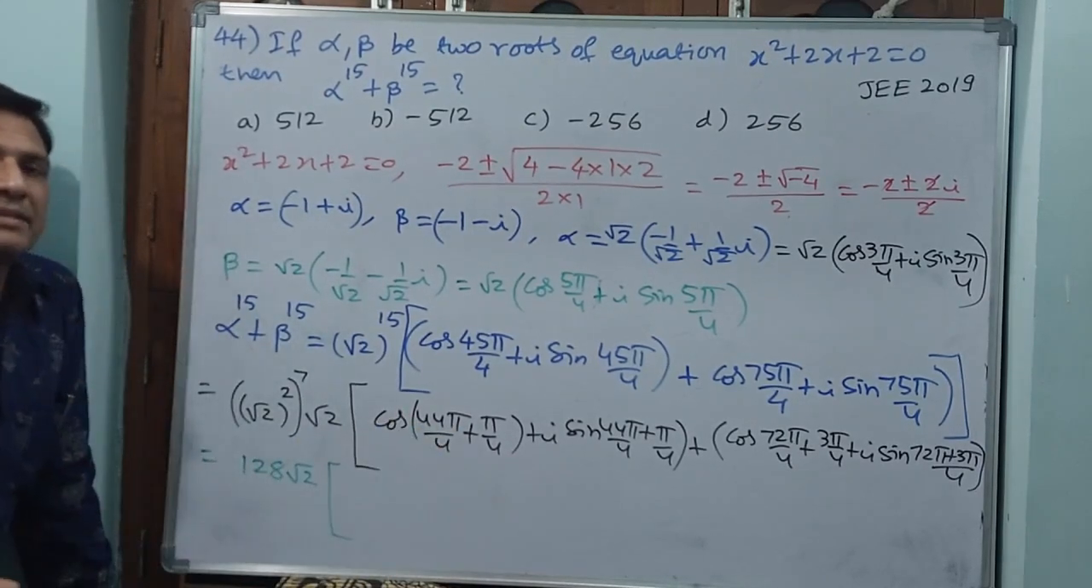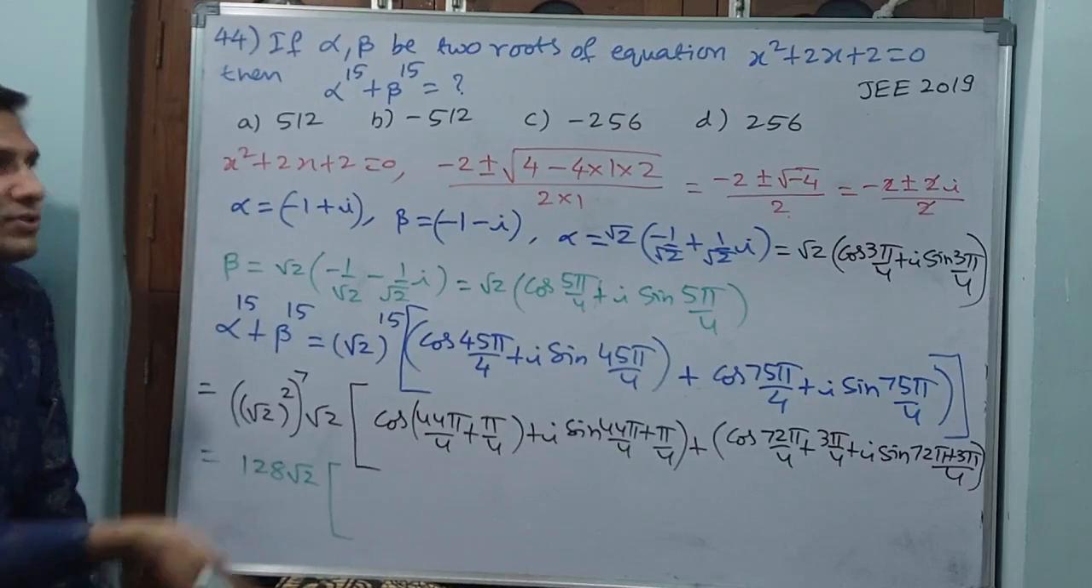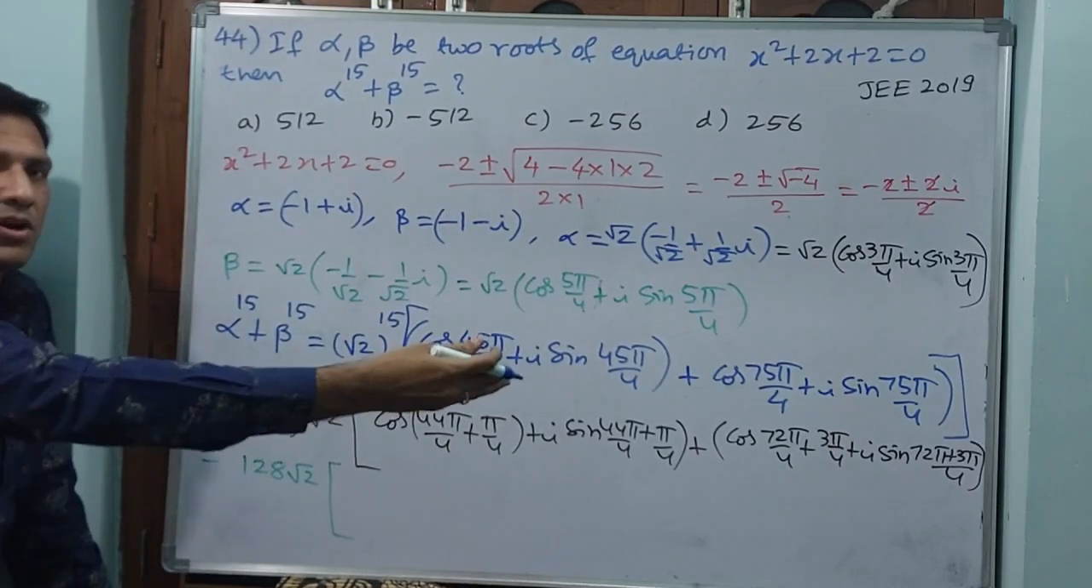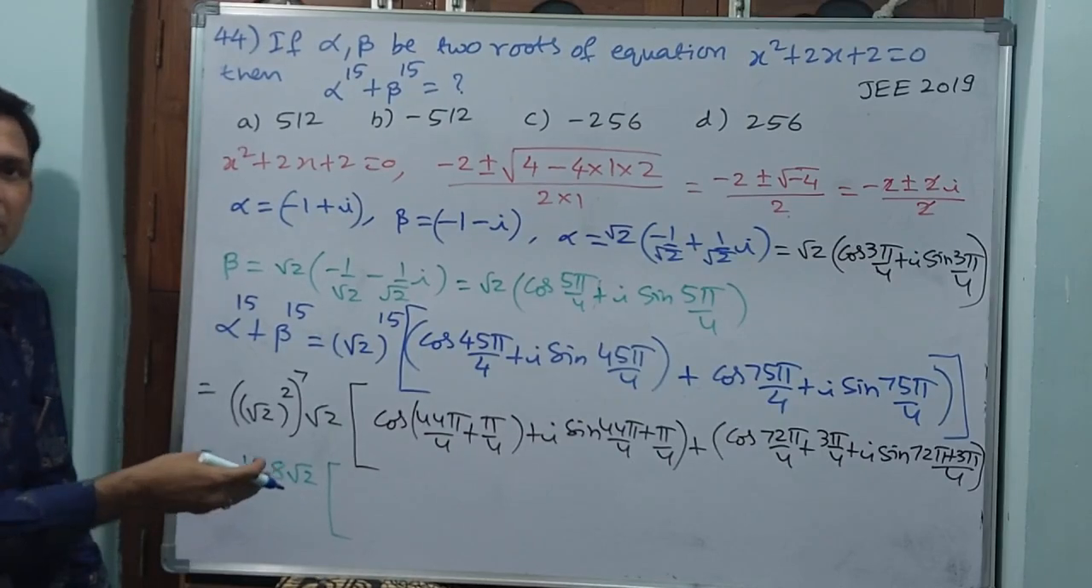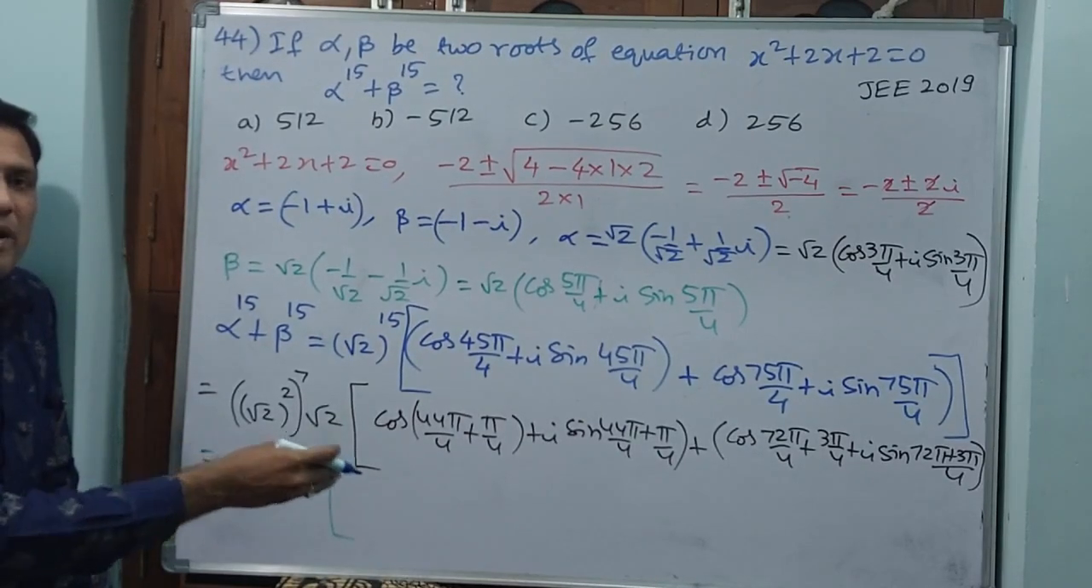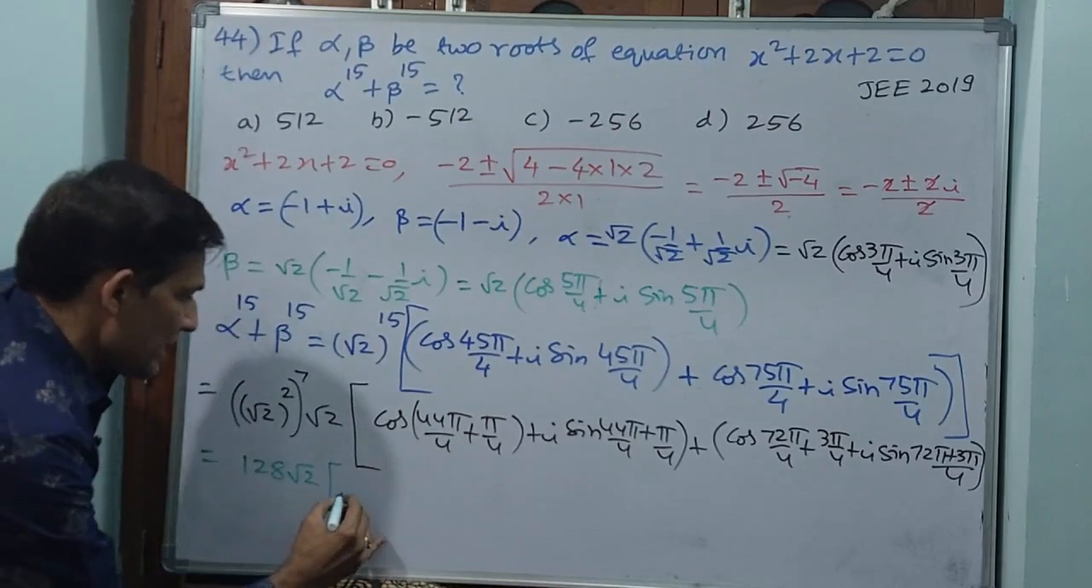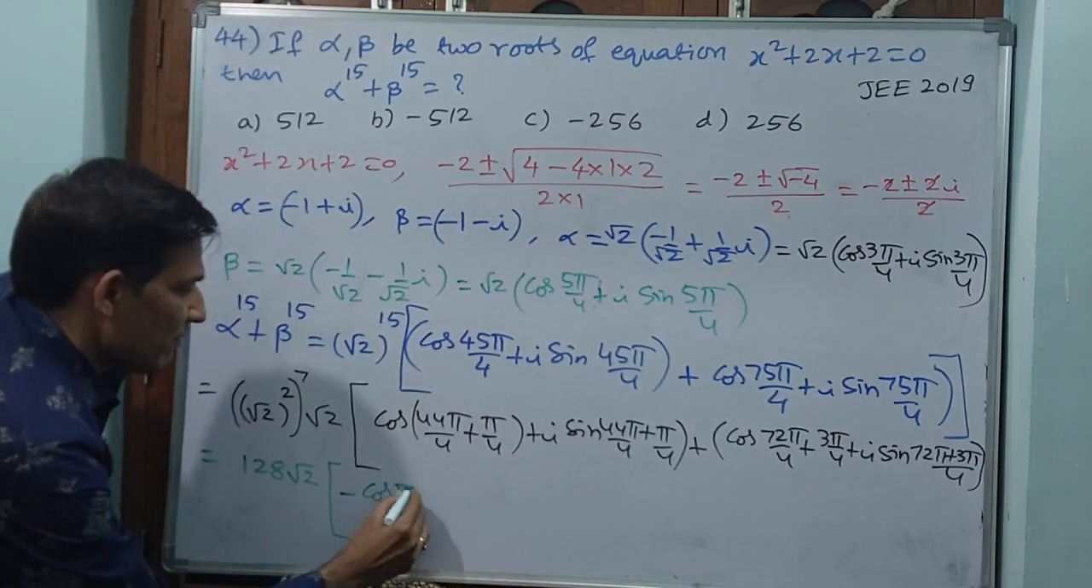Cos 11 pi plus pi by 4. Cos 11 pi means, you see, not even pi, odd pi. That means it is going to the third quadrant. Okay, see, cos pi by 4 only will come, but negative will come. Minus cos pi by 4.